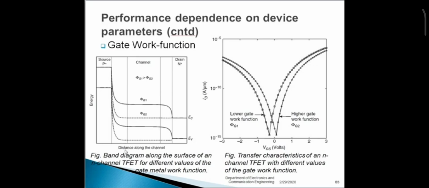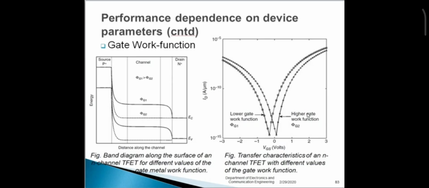This is the band diagram along the surface of the N channel for different values of the gate work function. This is the transfer characteristic curve of the N channel TFET with different values of gate work function. Another effect of changing the gate work function on the transfer characteristics can be seen in figure B: the center point of the curve shifts to the left upon decreasing the gate work function. If you decrease the gate work function, the curve starts shifting to the left hand side.